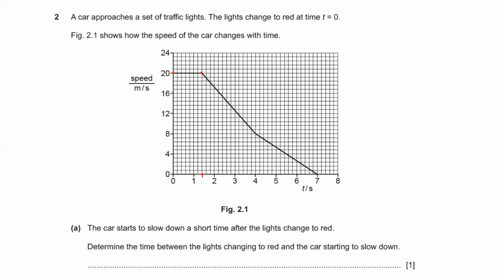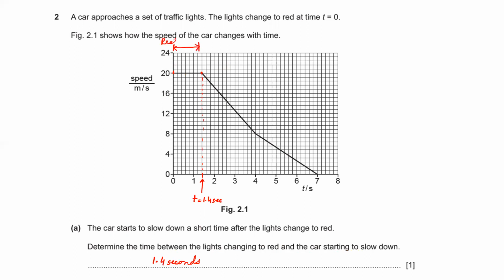So there are a total of 1, 2, 3, 4, 5. So it is approximately 1.4 seconds. So t is to determine the time between the lights changing to red and the car starting to slow down. So the time is 1.4 seconds from the graph. So this is the point from the light changing red to the time it took.